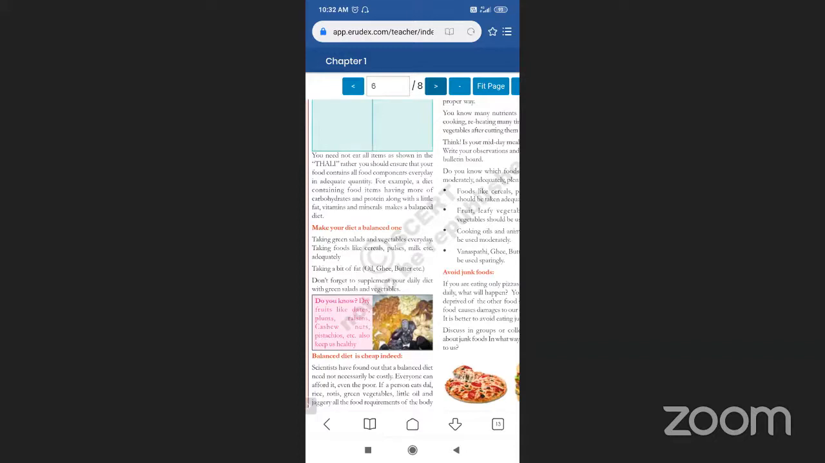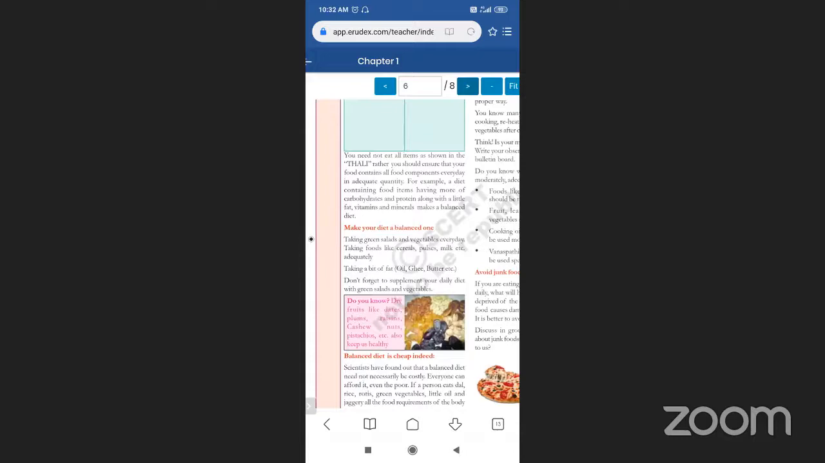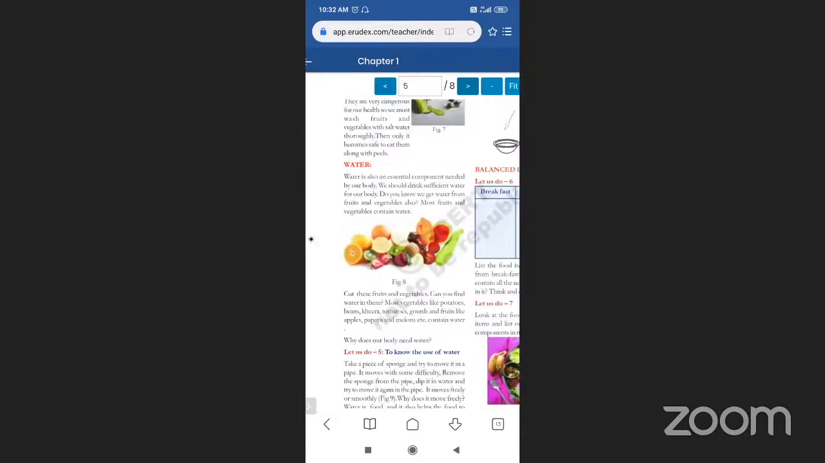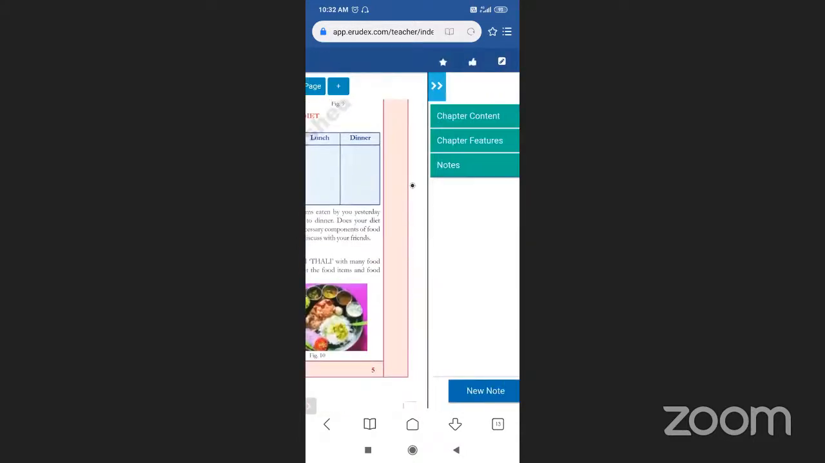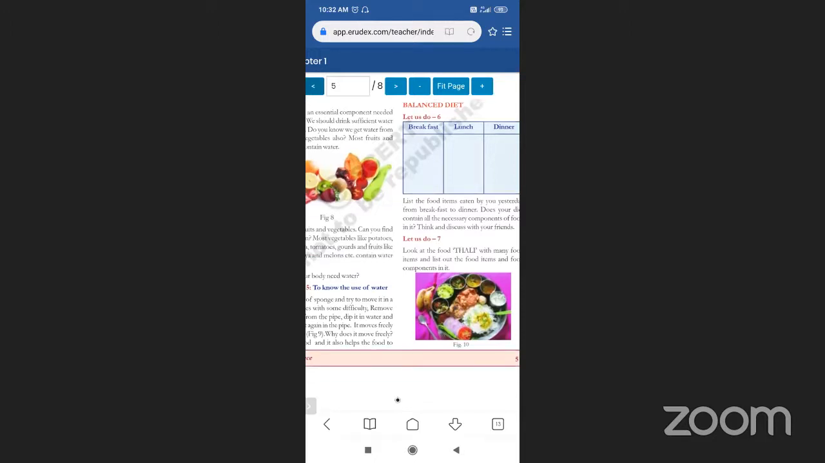So this type of food, taken in less quantity, is called micronutrients. Micro means small quantity, macro means large quantity. Now come to the balanced diet. According to that, on the previous page they have mentioned a picture. It's called a thali, as mentioned in the textbook.